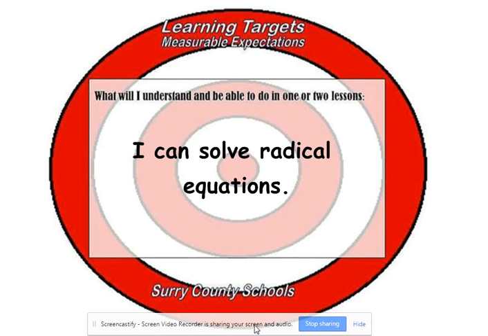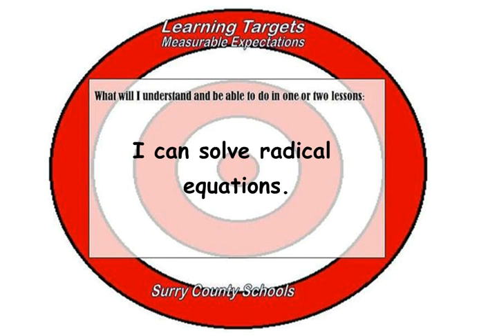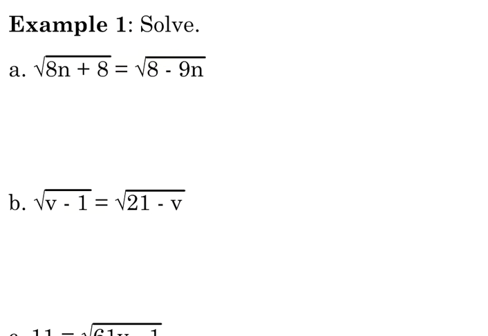At solving radical equations. All right, the first few are very, very simple. Okay, we've got the square root of 8n plus 8 is equal to the square root of 8 minus 9n. Well, what do you think we need to do here?